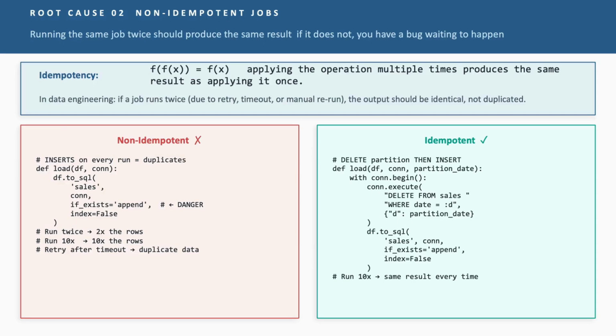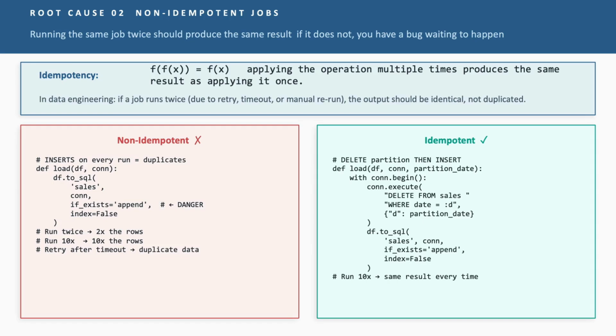Second, we have idempotency. The bug here is the most expensive failure in data engineering. It does not crash the pipeline, it duplicates your data, and by the time you notice, you have delivered wrong numbers to every downstream consumer. The definition: f(f(x)) = f(x). Applying the operation multiple times produces the same result as applying it once. In data engineering terms, if your pipeline runs twice for the same dates, the output should be identical to running it once, okay?